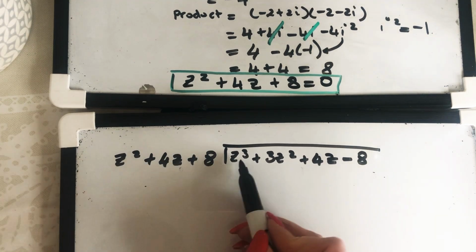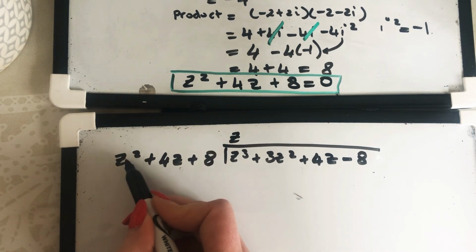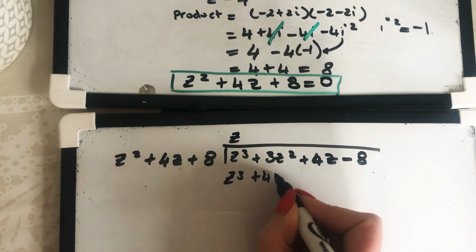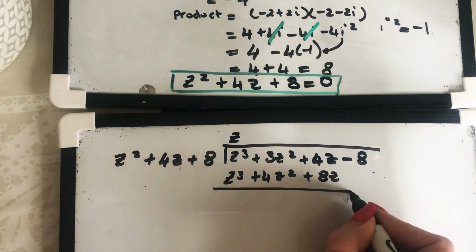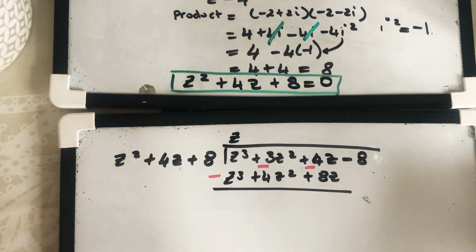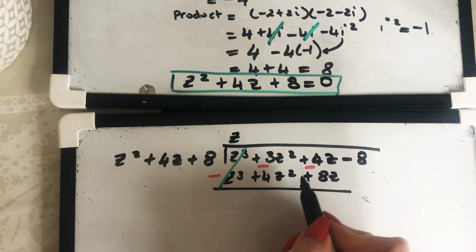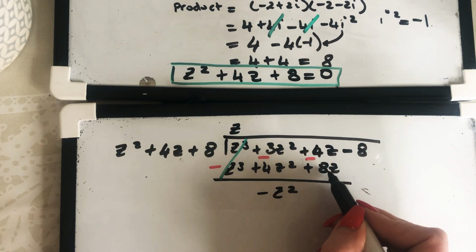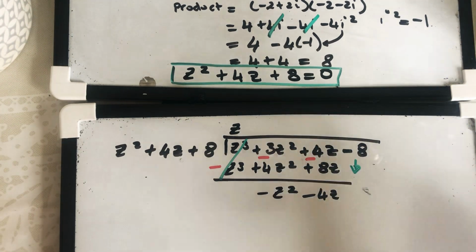Okay, so let's go. z squared divides into z cubed z times. z by z squared is z cubed. z by 4z is 4z squared. And then z by 8 is 8z. We'll put a line across and change to our opposite signs. You can see here that the z cubes cancel out. 3z squared minus 4z squared is minus 1z squared. 4z minus 8z is minus 4z. And we bring down with us a negative 8.